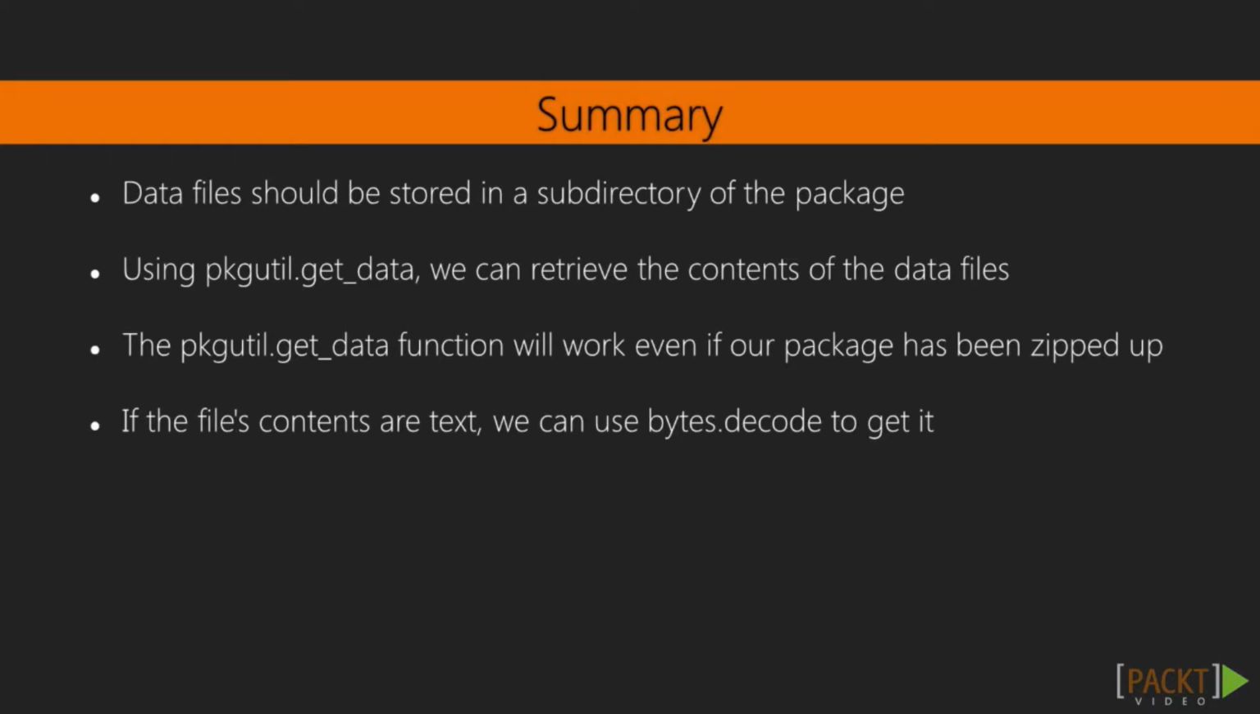So data files should be stored in a subdirectory of the package. Using pkgutil.get_data, we can retrieve the contents of the data files. The pkgutil.get_data function will work even if our package has been zipped up or otherwise stored through a different and unusual module loader, because it uses that module loader to find the data just as it would to find the Python source files. If the file's contents are text, we can use bytes.decode to transform the file's content into decoded text.